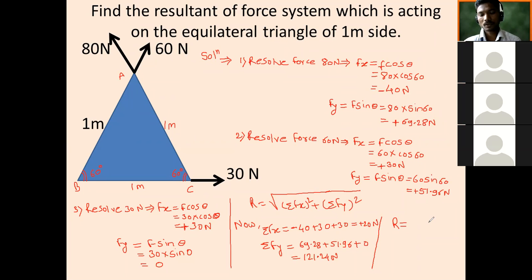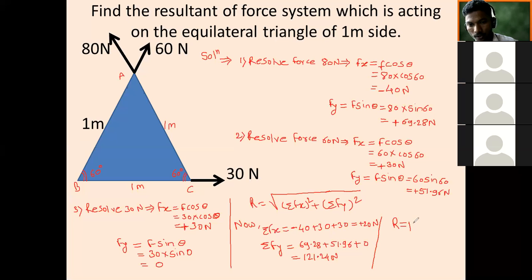Anybody? Roll number 38, 70, 16, 40. Is it possible or not? What is the value of resultant? 122.87. Correct. 122.87 is the correct answer of the resultant.